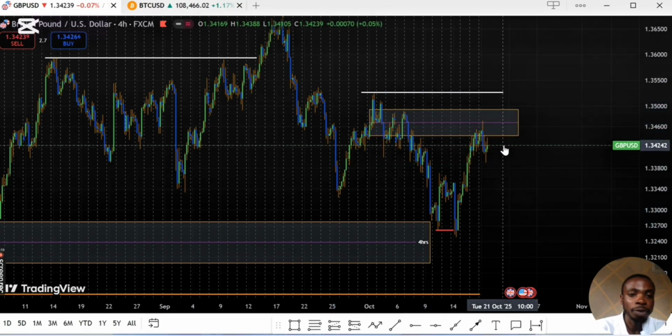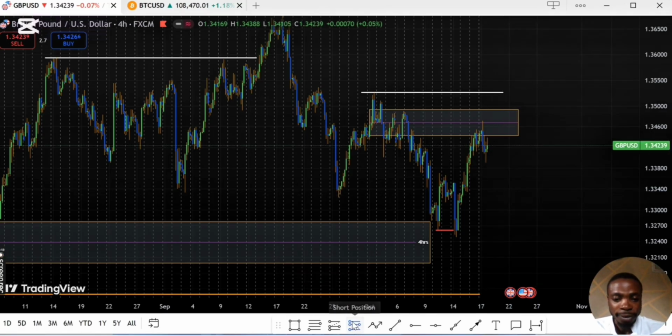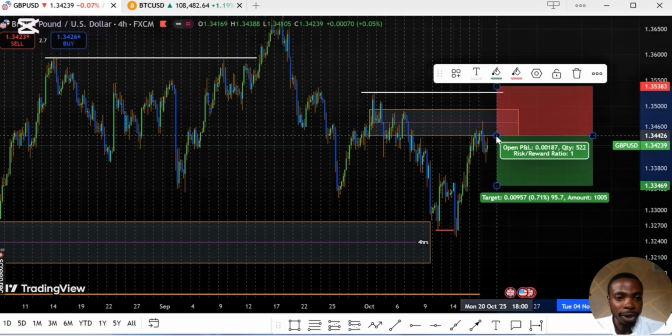Normally, if I'm getting a trade opportunity for 15 minutes time frame or sometimes 1 hour time frame, what I do is I put my entry here. This is where my entry normally would be. My stop loss a little bit above here.